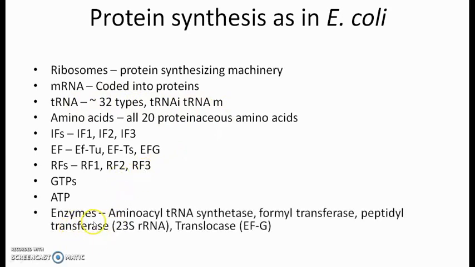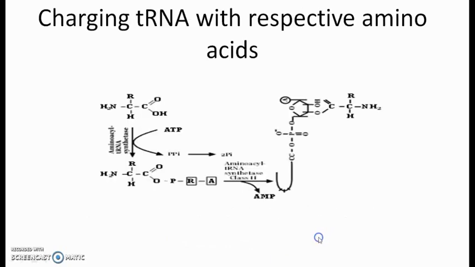And a number of enzymes are required, like amino acid tRNA synthetase, formyl transferase, and peptidyl transferase. Peptidyl transferase is an enzyme that resides in the 23S rRNA of the large subunit of the ribosome. So basically, this is a ribozyme. Then the translocase, which moves the ribosome in a 5' to 3' direction towards the next codon. This enzyme is present within elongation factor G, in fact.